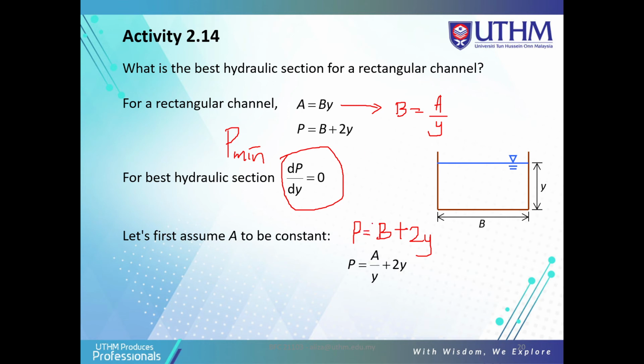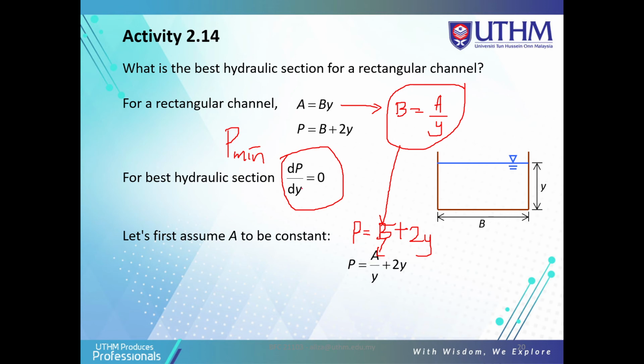Okay, from this one, P is equal to B plus 2Y. So for B, we express B in terms of A, because we want to get all the formulas in terms of Y. That's why you put B here. You put B into this and you get A over Y plus 2Y, because you first assume A to be constant in terms of Y.